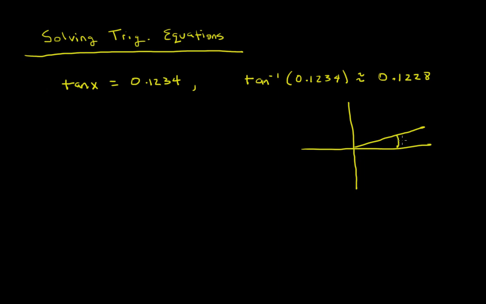Okay, so here's a picture of the angle whose tangent is about 0.1234. Now the period of tangent is pi, or 180 degrees. The other angle we're going to get that has that same tangent value would be 180 degrees from this one, so down in quadrant 3.